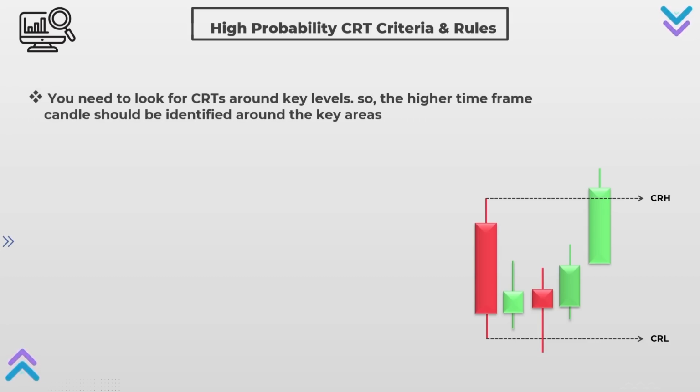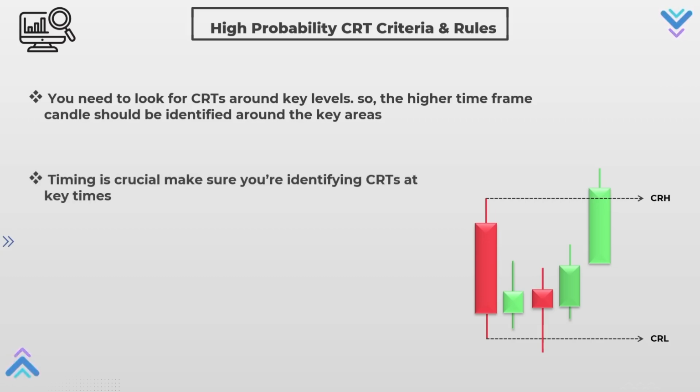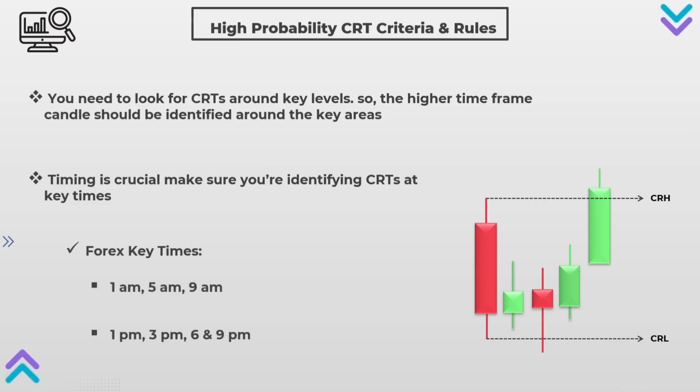First, you need to look for CRTs around key levels, so the higher time frame candle should be identified around the key areas. Second, timing is crucial. Make sure you're identifying CRTs at key times. For high-probability CRTs, here are the key times to consider in the Forex market: 1 a.m., 5 a.m., 9 a.m., 1 p.m., 3 p.m., 6, and 9 p.m.